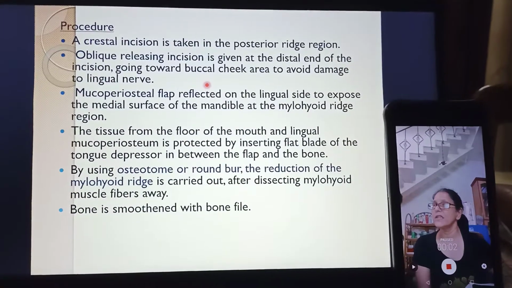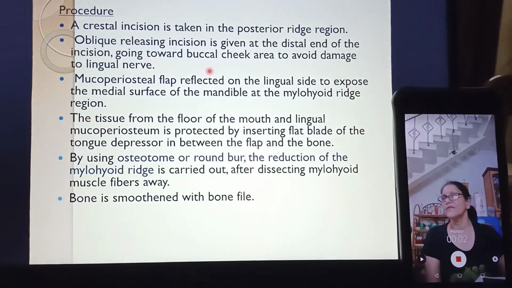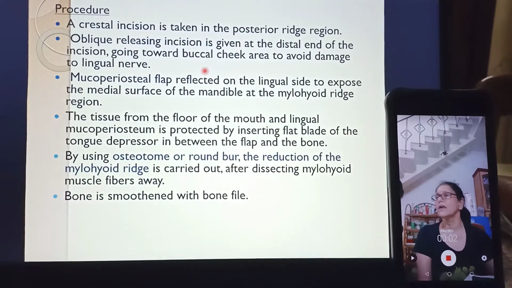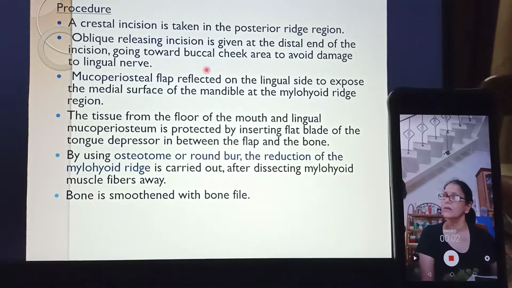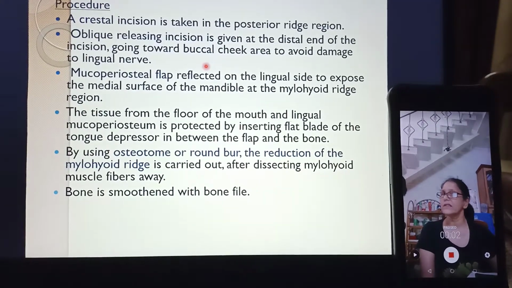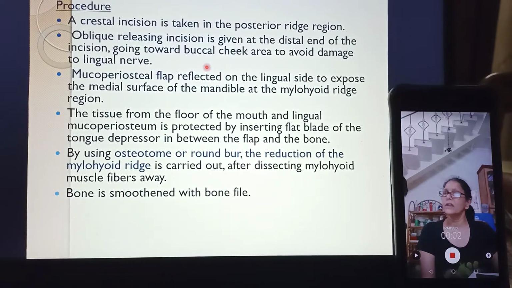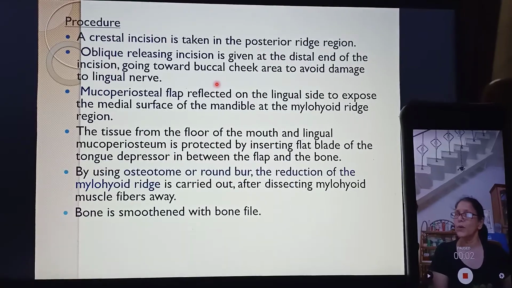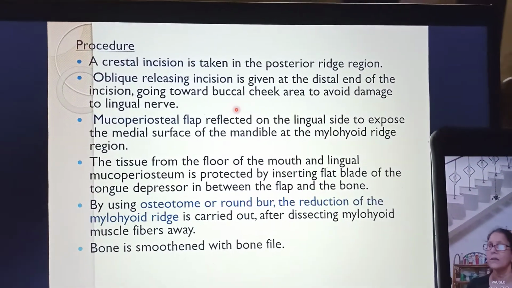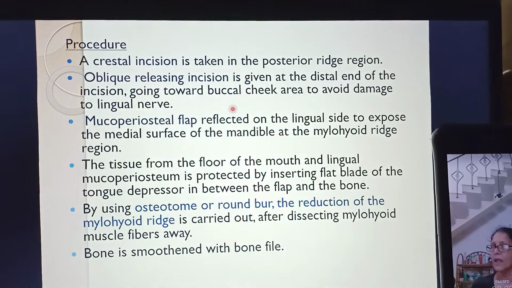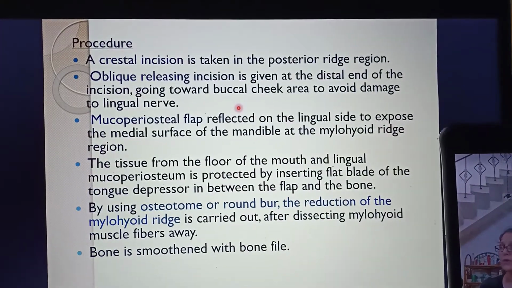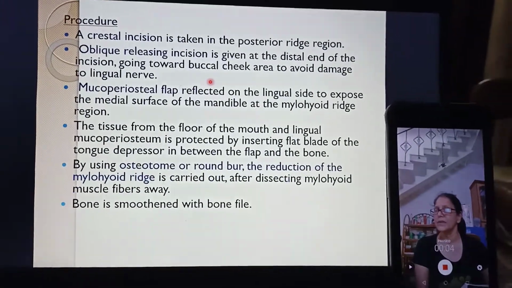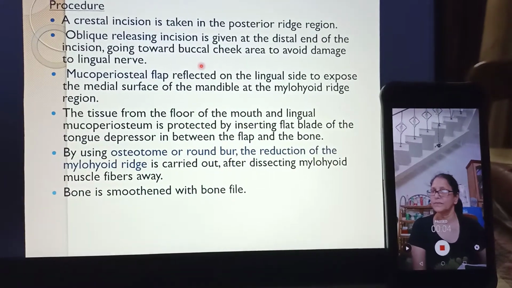The procedure will be very similar in that only the lingual flap is reflected here, because the mylohyoid ridge or internal oblique ridge are present on the lingual side. So a crestal incision in the posterior ridge area and the reflection of a mucoperiosteal flap is done to expose the medial surface of the mandible at the mylohyoid ridge level. Now the tissue from the floor of the mouth and lingual mucoperiosteum is protected by inserting the blade of a tongue depressor in between the flap and the bone.